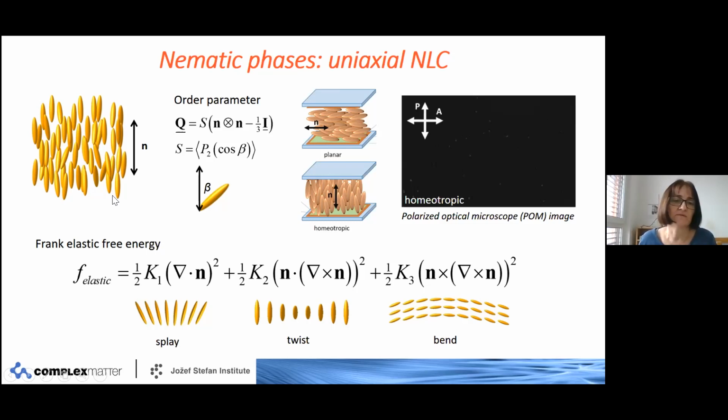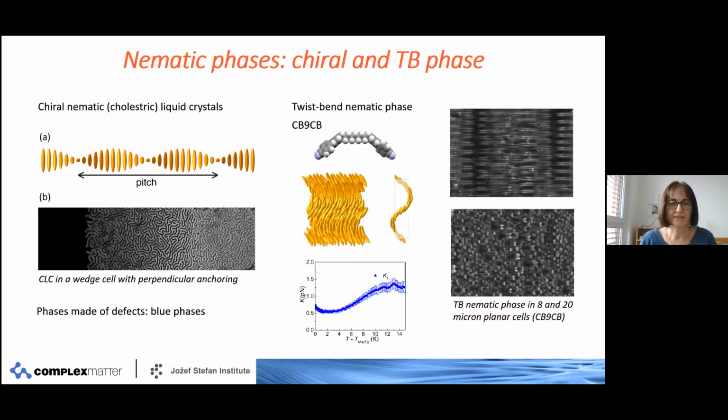The molecules, however, are not ellipsoids of revolution, but are more complex. They can be, for example, chiral. In this case, the nematic phase will also be chiral.